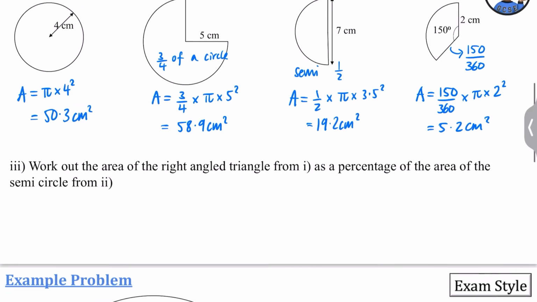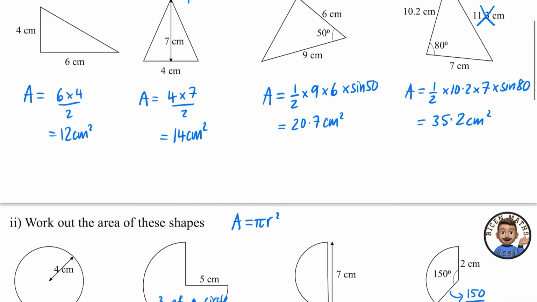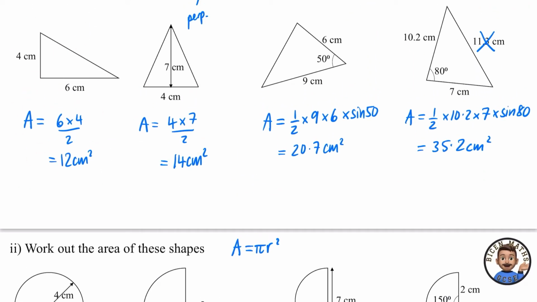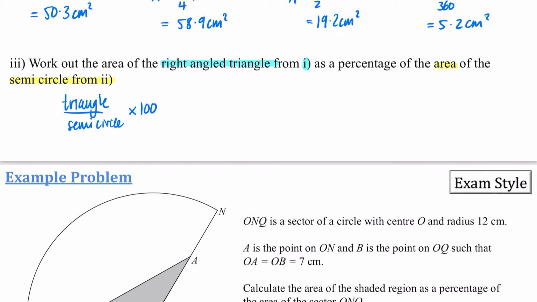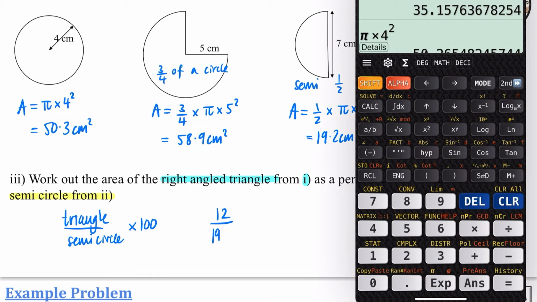Okay, now we're going to do the last part of the question, which says, work out the area of the right-angled triangle from 1 as a percentage of the area of the semicircle from 2. So to do a percentage, we're going to do the triangle out of the semicircle. That would be as a fraction. And then to change it to a percentage, we just multiply it by 100. So the right-angled triangle's area was this one, which was 12. So it is going to be a 12. The semicircle was 19.2. In fact, I might do that with a few more decimal points. So that was going to be, we've got that here actually.